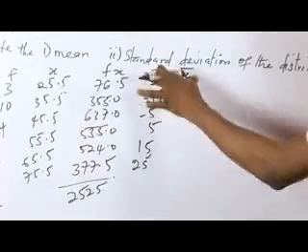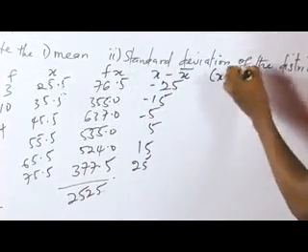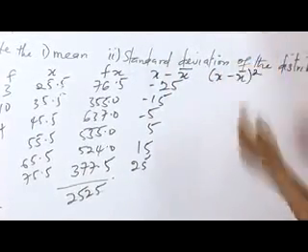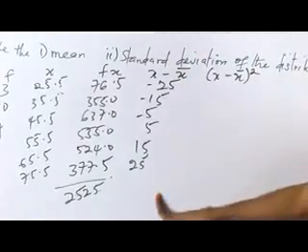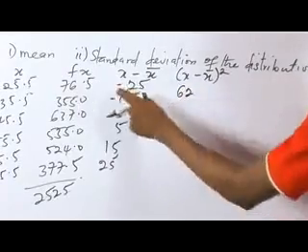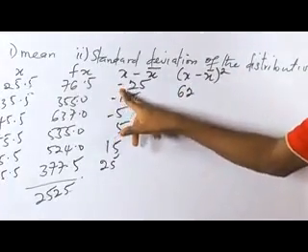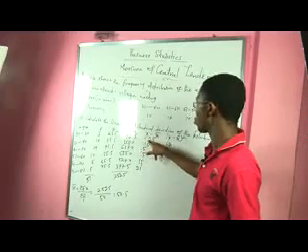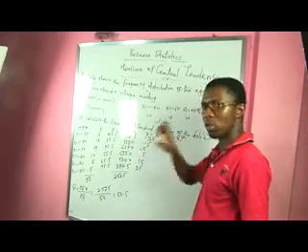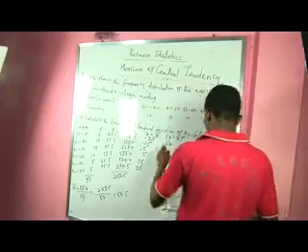Then the next thing is now to square this. So we're going to square this value, which is x minus x bar, squared. That means that we're going to square the value that we have here. Squaring means that we are multiplying this in two places. So we're going to say minus 25 times minus 25. So minus 25 times minus 25 will give us what?